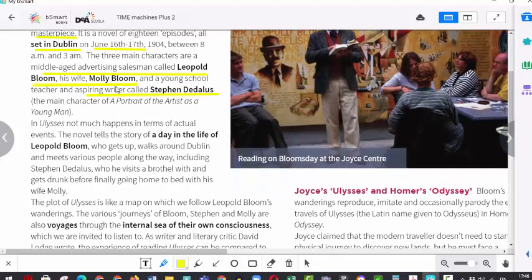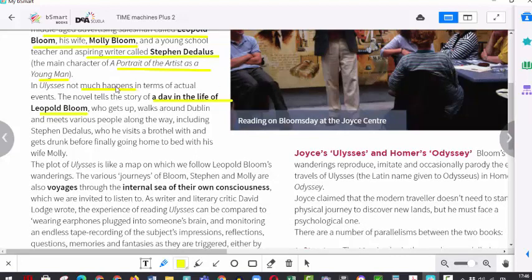Stephen Dedalus was the protagonist of another book called A Portrait of the Artist as a Young Man. If we have to consider what the plot of Ulysses is, it's very hard to tell since it's set on a single day and not much happens. It's just the telling of a day in the life of this protagonist, Leopold Bloom, that after getting up starts walking around Dublin, and he encounters people along the way, even Stephen Dedalus, and they start making friends, and they visit a brothel. They get drunk, and in the end, Leopold goes back to his wife Molly.